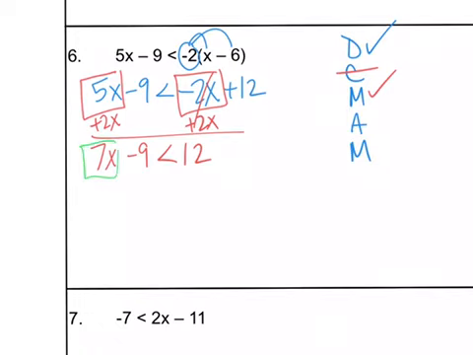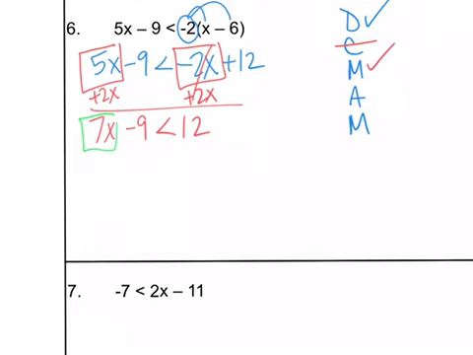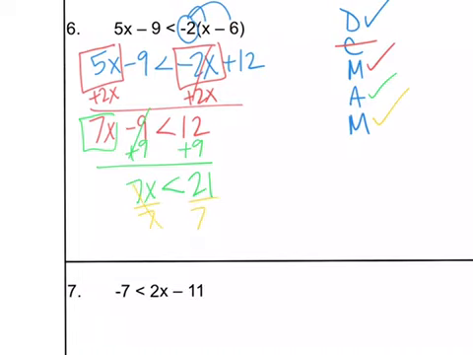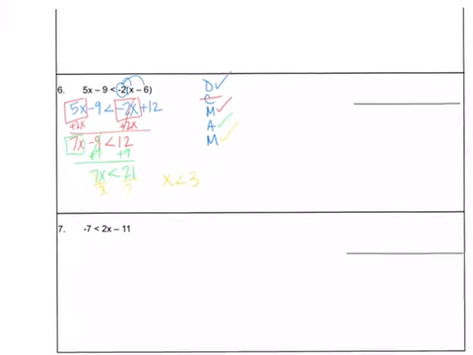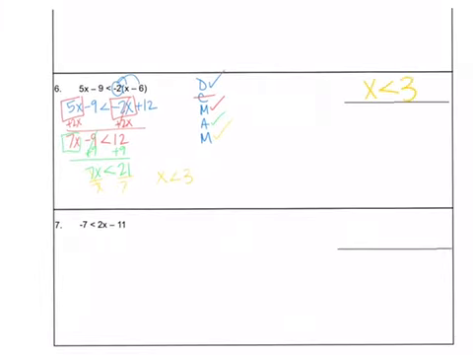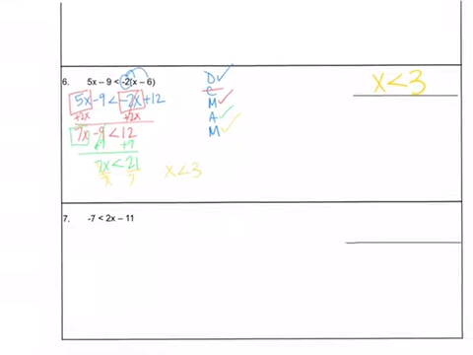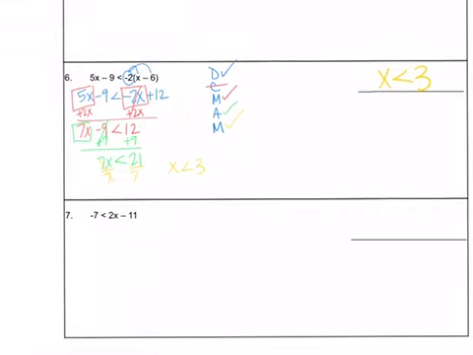From here, I box my variable, and I do have something outside to add or subtract, so I'm going to add 9 to both sides. So 7x is less than 21. And then I will finish by multiplying or dividing. I'm dividing both sides by 7. So x is less than 3 will be my answer. And I'm done with that problem.